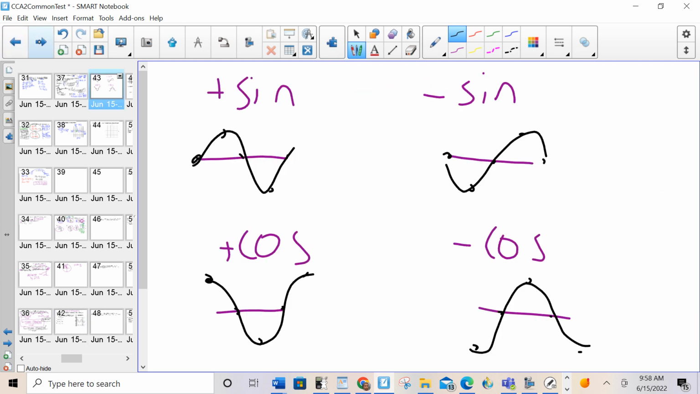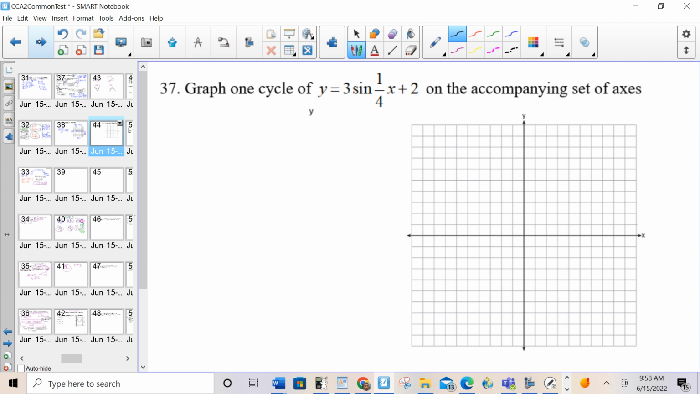You know what? Actually, I want to go out of order. I want to do this one first. So, amp, sine, freak, X, shift. Amp is what's in front. In this case, my amp is 3.